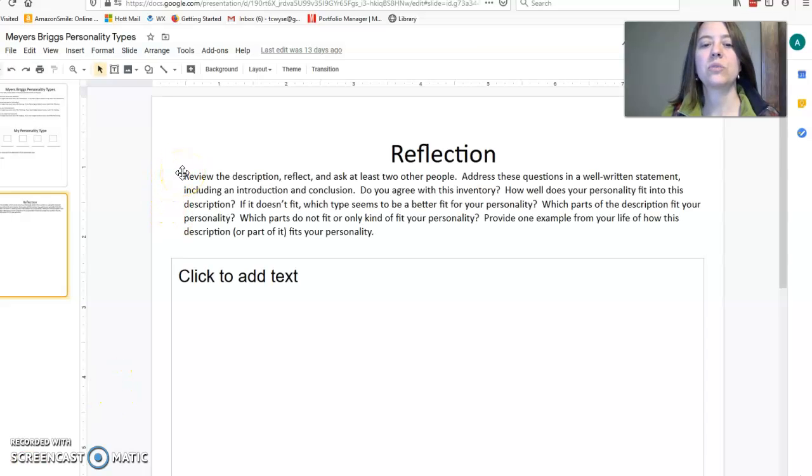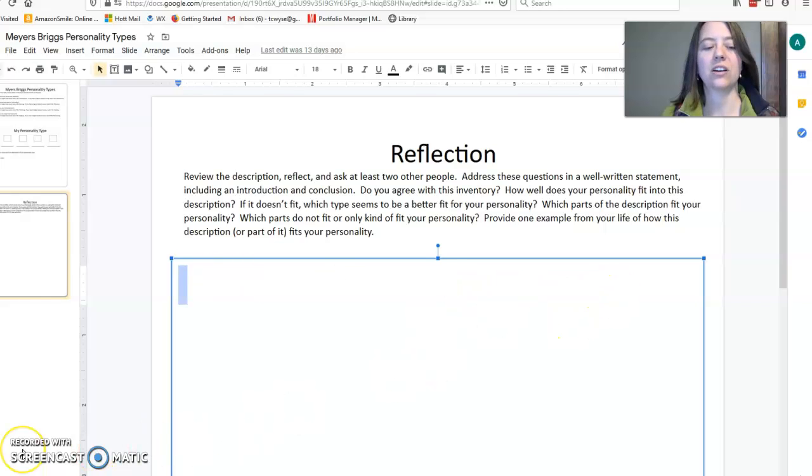Okay, review the description, reflect, and ask at least 2 other people. Address these questions in a well-written statement, including an introduction and a conclusion. Do you agree with this inventory? How well does your personality fit into this description? If it doesn't fit, which type seems to be a better fit for your personality? Which parts of the description fit your personality and which parts do not fit or only kind of fit your personality? And then please provide one example from your life of how this description or one part of it fits into your personality. And then you will write your reflection here.